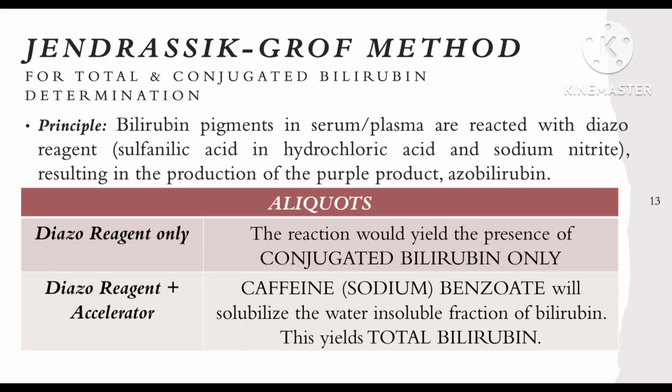As for its procedure, the conjugated bilirubin reacts directly with the diazo reagent. You add the accelerator, which is the caffeine benzoate acetate. So this means that it can now detect total bilirubin. You may now then measure absorbance spectrophotometrically.